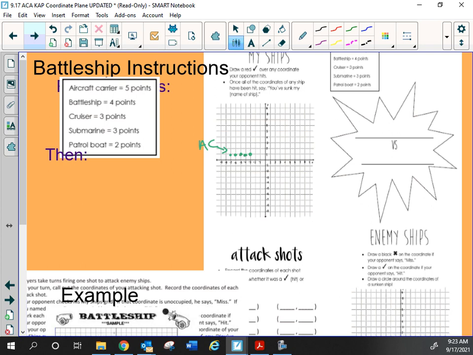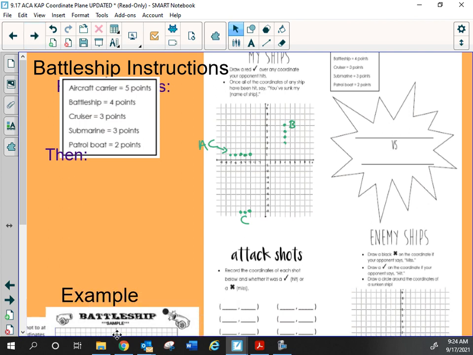And then you're going to plot your battleship. 1, 2, 3, 4. That's my battleship. My cruiser is 3 points. 1, 2, 3, and so on and so forth. Y'all got that? That's your first step. You have to plot your points. Then you're going to find your partner and start attacking each other. And by attacking, I just mean that you're going to write down a coordinate that you want to aim at.